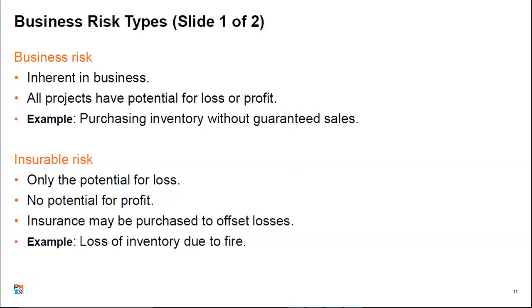When you've classified your risk and you have seen that there are risks that can impact losses and profits, then you should have insurance purchased to offset those losses. And that insurance does not cover your profit, but offsets your losses.